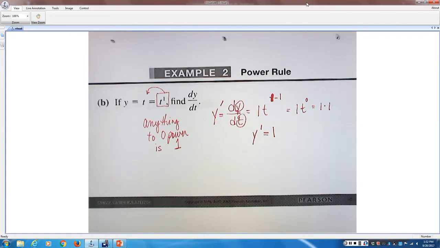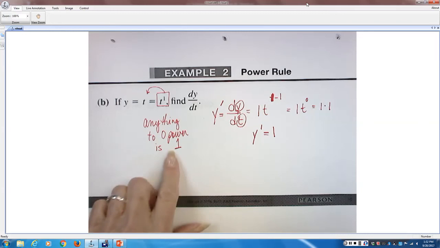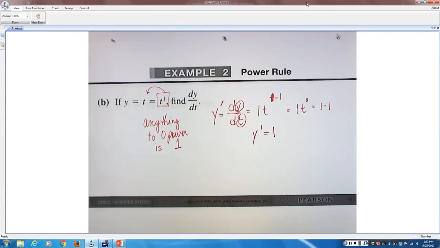Sorry, can you explain that one more time? I understand when it's normal numbers and x's and stuff like that, but I don't understand. So anything to the 0 power, literally the answer is 1. Okay. So even if it was like 2 to the 0 power, it would be 1?